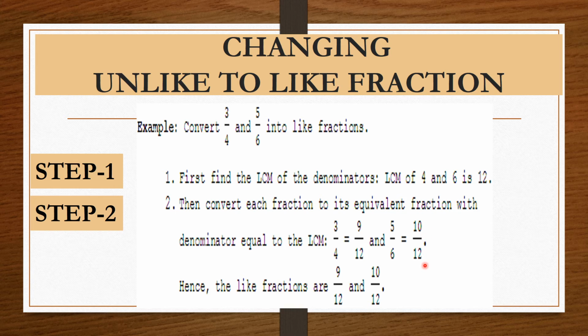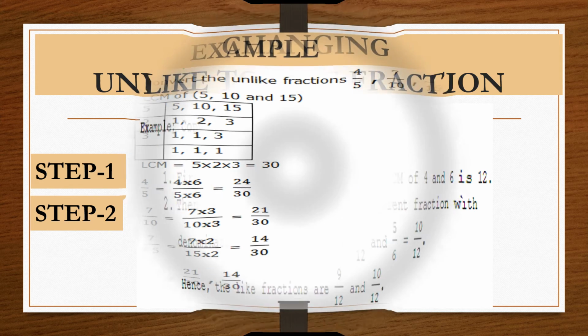Now you can see 9 by 12 and 10 by 12 both have a common denominator 12. The denominator is the same. So you have changed 3 by 4 and 5 by 6 to equivalent like fractions. So 9 by 12 and 10 by 12 are like fractions.